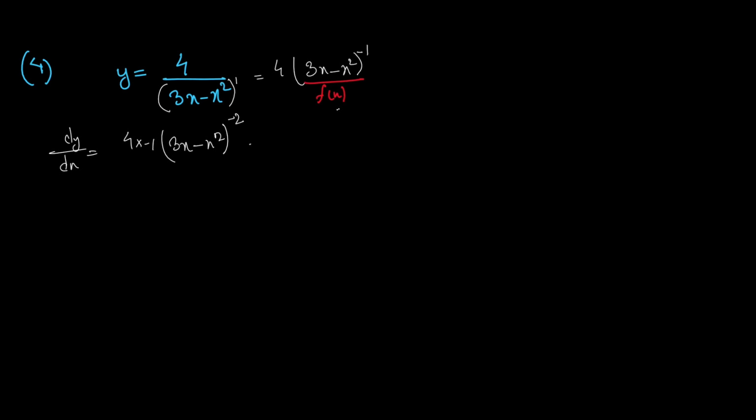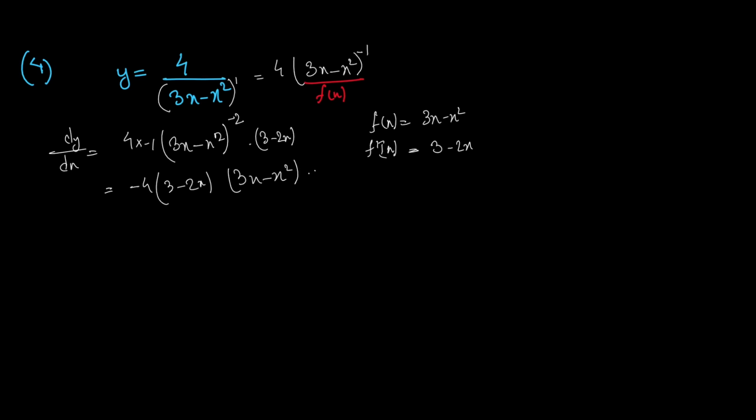And then we have to differentiate f(x). Our f(x) was 3x minus x squared. Now if we differentiate that, we will get 3, and if we differentiate minus x squared, we will get minus 2x to the power 1, or simply 3 minus 2x. Now we can put 3 minus 2x here. After doing that, we already got our answer, which is minus 4, because 4 into minus 1 is minus 4. Then (3 minus 2x), (3x minus x squared) to the power minus 2. That is our final answer.